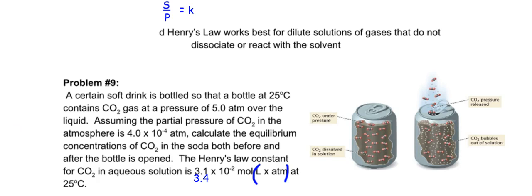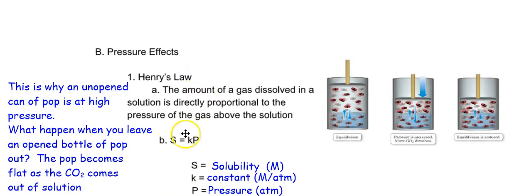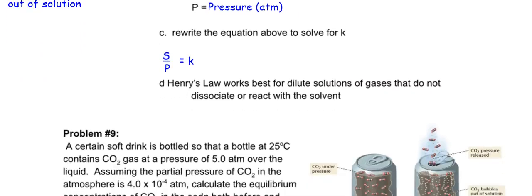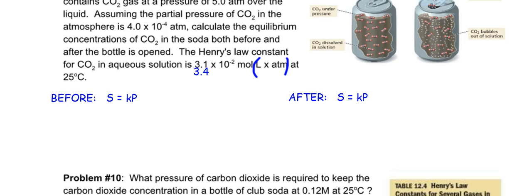All right, so what's happening here? We need to do the before and the after. And before I do anything, I'm going to clarify something. All right, so what pressure am I talking about? The pressure of that dissolved gas. So apparently I have a pressure of 5 atm on that gas above, in this particular problem. So it's the pressure of that gas. So when I do this, I need to separate this into before and after.